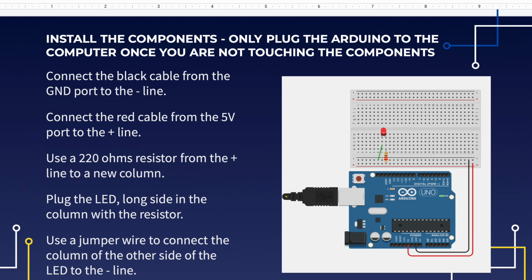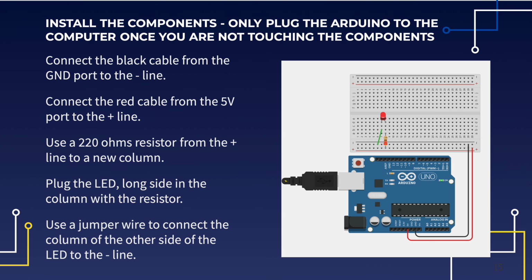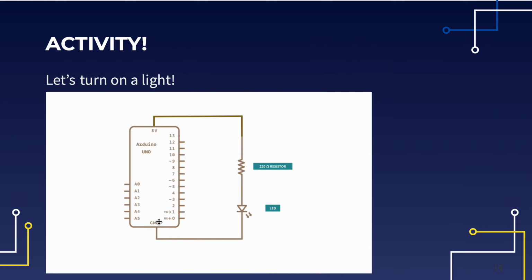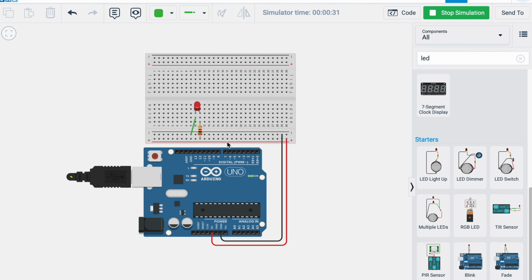And remember in the circuit, let me show you the diagram again. In a circuit, we have to start from the positive side, so the 5V. We connect it to the resistor, and the resistor goes through the LED, and then we come back to the GND. So, if we take a look at our diagram again, the 5V is the red cable, which connects to the positive side. This plus sign, you see this red line, the green line.